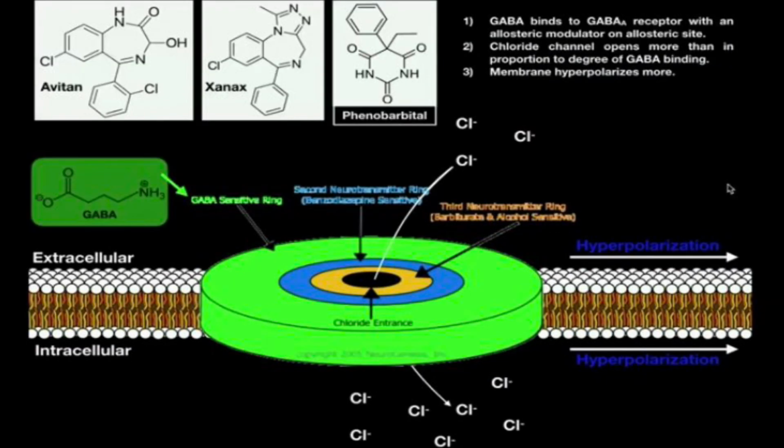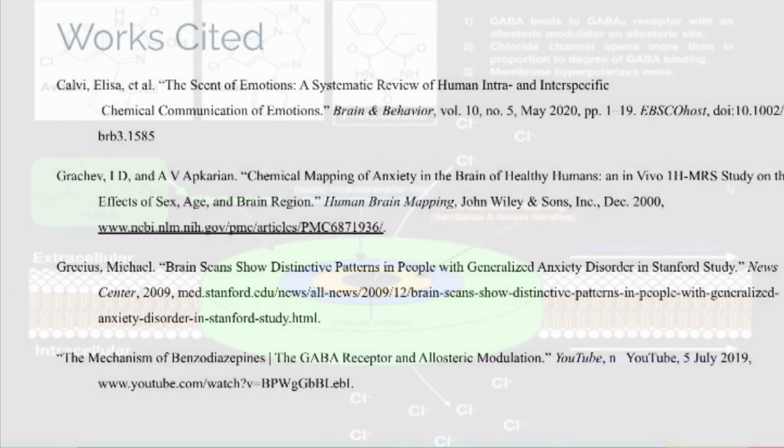So in the top left corner, we see 3 different kinds of benzodiazepines: Aviton, Xanax, and phenobarbital. When a benzodiazepine enters the reaction, it also binds to the GABA receptors. This results in more GABA being produced, which causes the inner channel, the black circle in the center, to open up and let more chloride influx. This reaction results in calming anxiety.